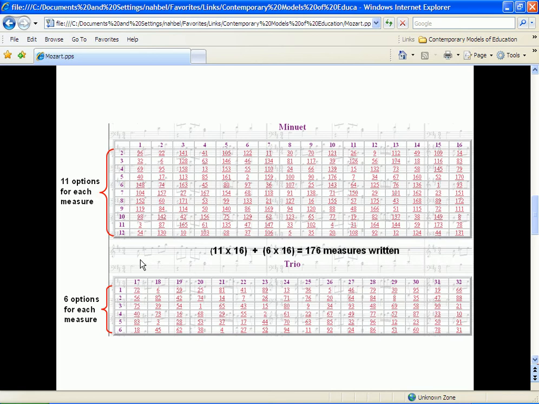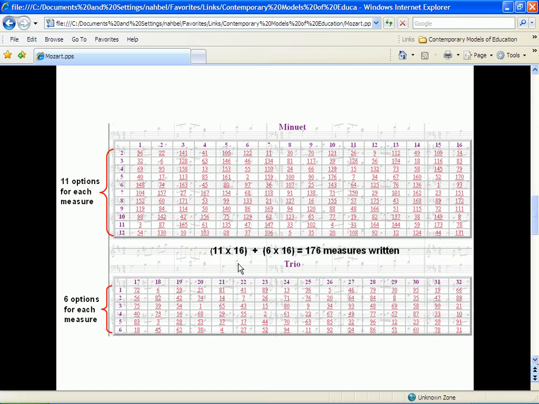Then what he did is to have somebody roll 2 dice in which the sum could be 2 through 12, and whatever the sum was, that's the option that he would play. He would roll the pair of dice 16 times, recording the sum, and then that would define what minuet he would play. For a trio, he only did it with 1 die, and so the options were 1 through 6.